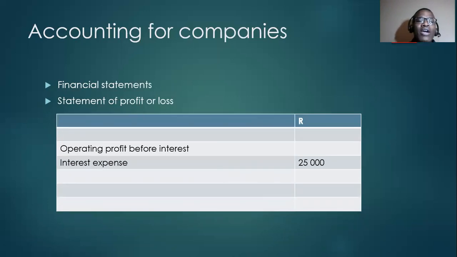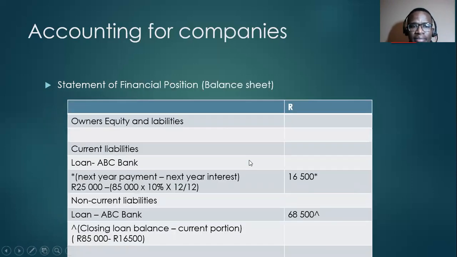Right? Then the impact on your financial statements. Under operating profit before interest, you'll have interest expense of 25,000 on your profit or loss. Remember, we said interest expense goes to your statement of profit or loss, right? Then on the statement of financial position, we'll just ignore the asset part up there.